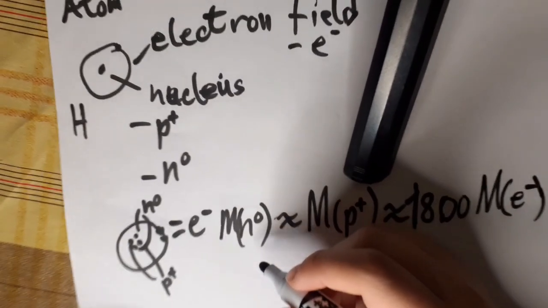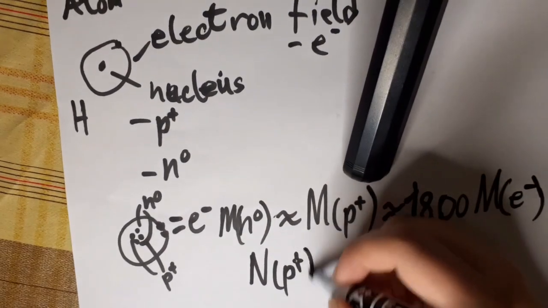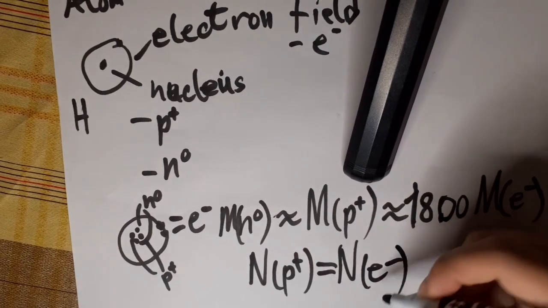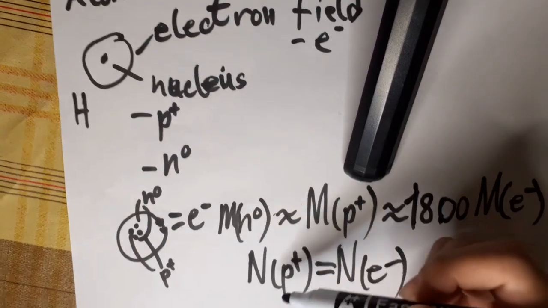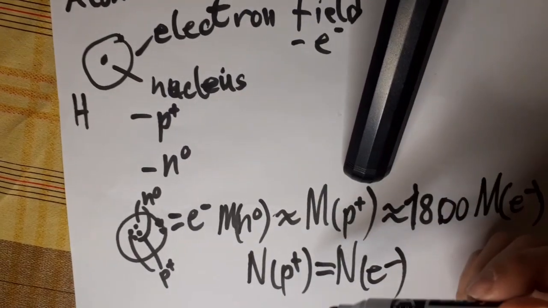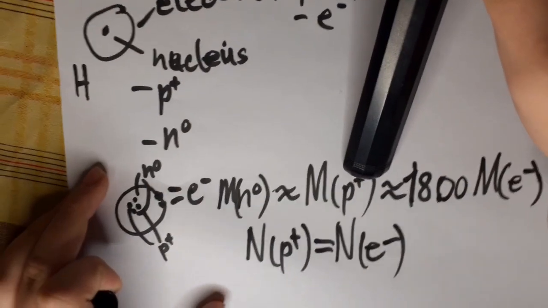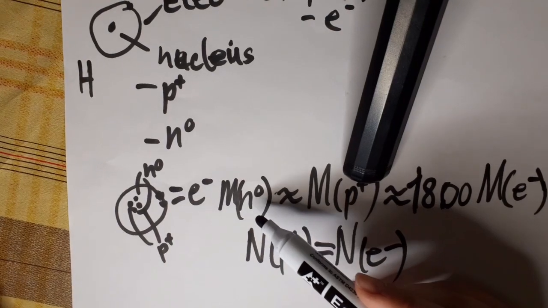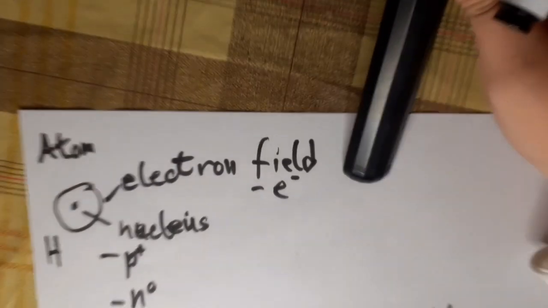Also, the number of protons in the nucleus is always equal to the number of electrons in the electron field, which means that they cancel out, and an atom doesn't have a charge. Also, neutrons are neutral particles, so that doesn't affect anything.